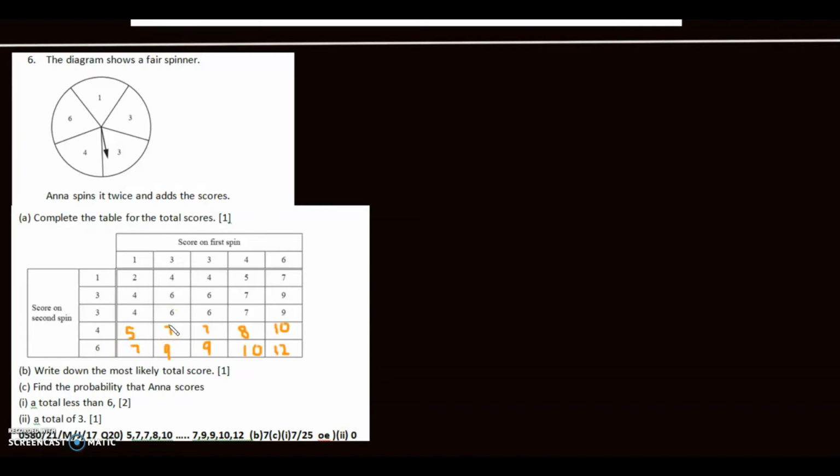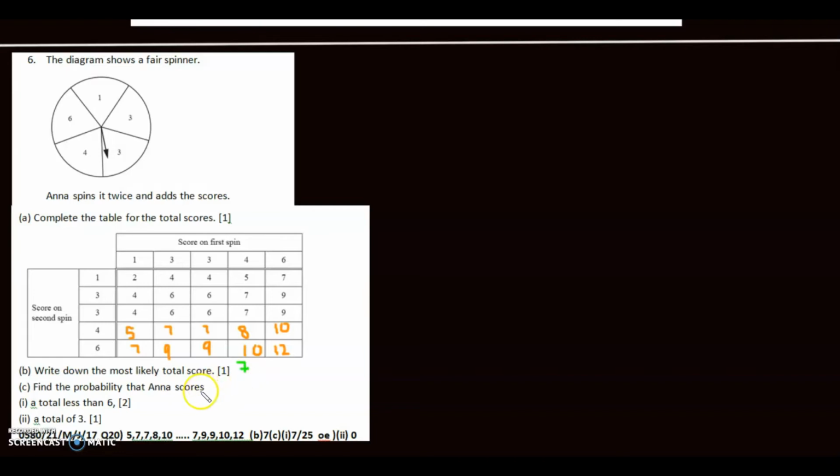Part B, write down the most likely total score. So what is the number that's occurring the most in the data? Let's see. I see lots of 6. So 1, 2, 3, 4, 4, 6. So it's just 4, 6. Then I see a lot of 7 as well. 1, 2, 3, 4, 5, 6. So I have 6, 7. So I believe that's the number occurring most of the time. So the answer is 7.